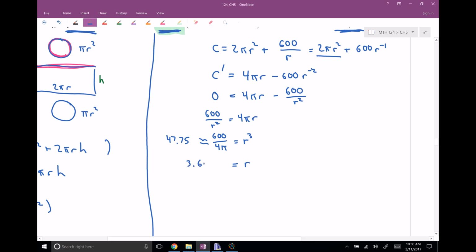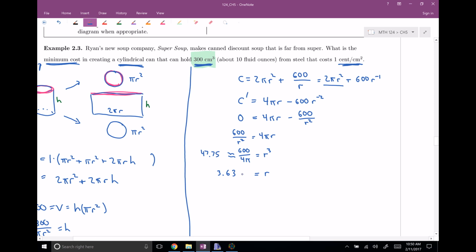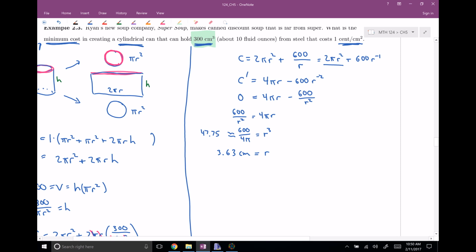So 3.63, and we can include some units here. That's going to be, of course, centimeters. These are going to be our unit of length. And I think that's a minimum, but I'm not sure, right? So again, just as before, we need to actually show that this is a minimum. So I'm going to look at information about my derivative of cost around 3.63. I'm going to check numbers, for instance, at 3 and at 4, plug these into my derivative, and see, do I get out positive or negative? So let's go ahead and do that.